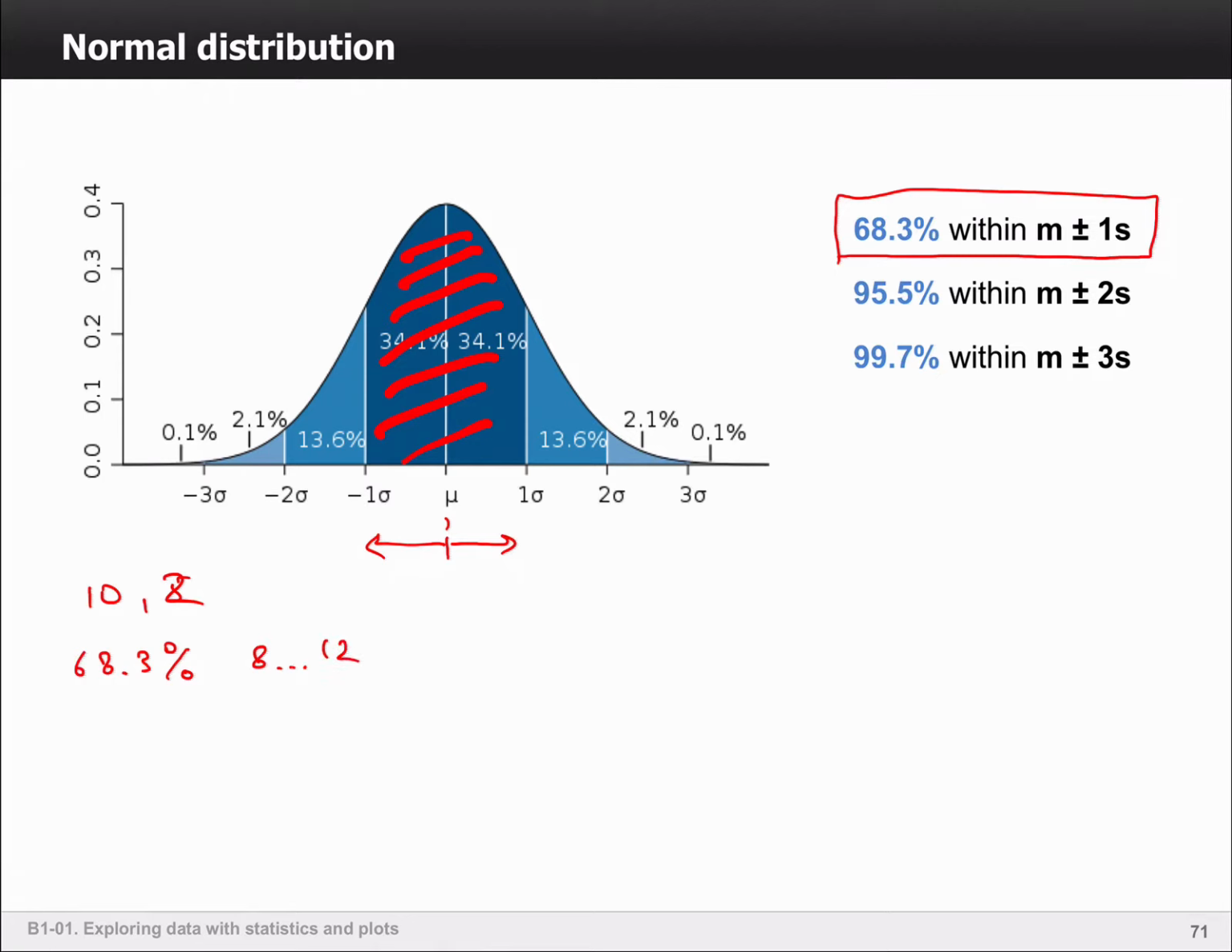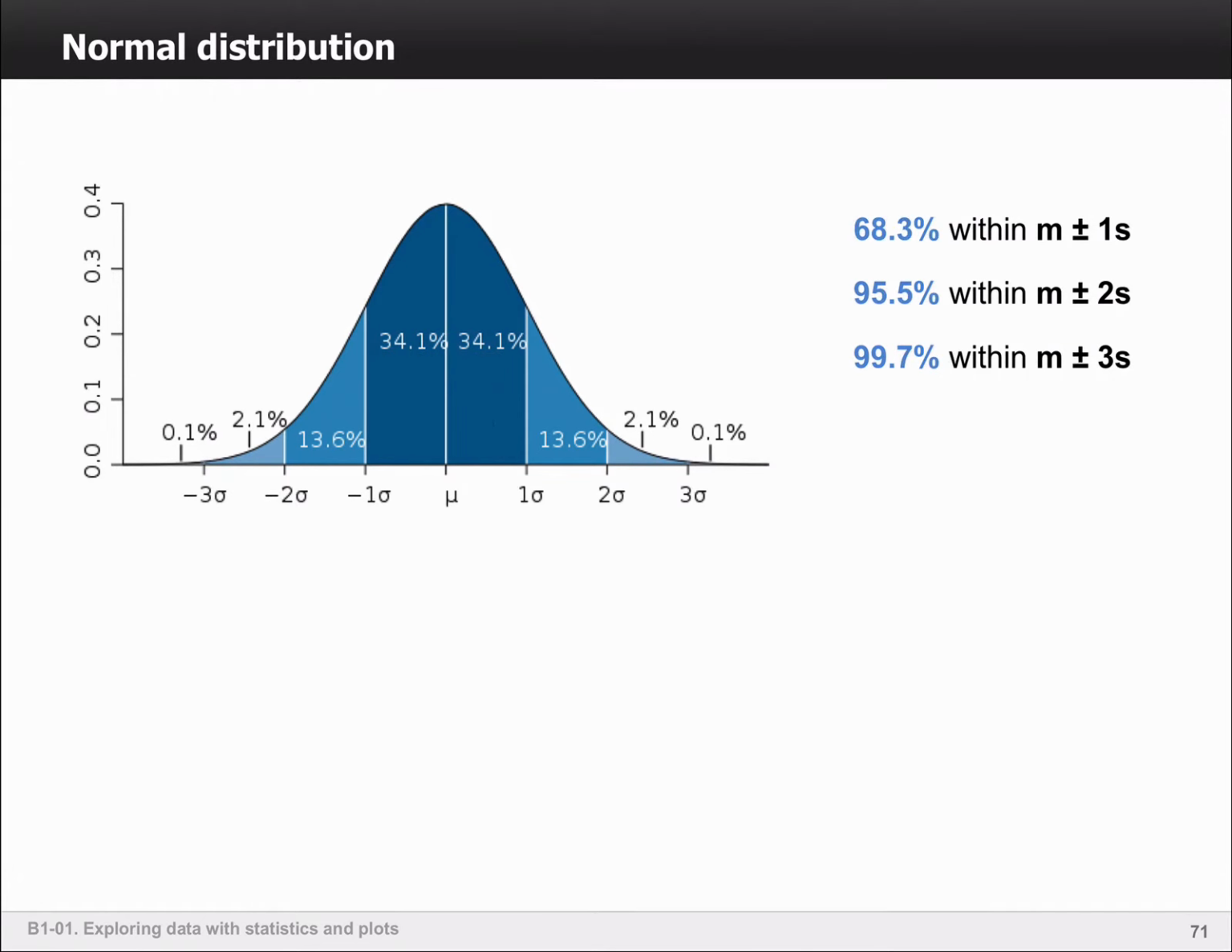Okay. Then if you take 2 standard deviations, it will give you 95.5%. So 95.5% of the values in our example will lie between 6 and 14, right? And that's exactly 2 standard deviations. Then if you take 3 standard deviations, you will have 99.7%. It's almost 100%. That's exactly why we saw this minus plus 3 in the previous slide, right? So 3 standard deviations gives you almost all values in your data, okay?